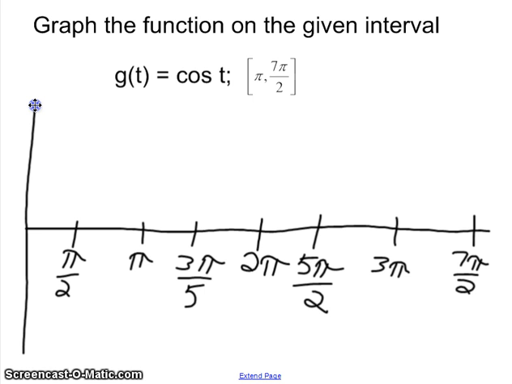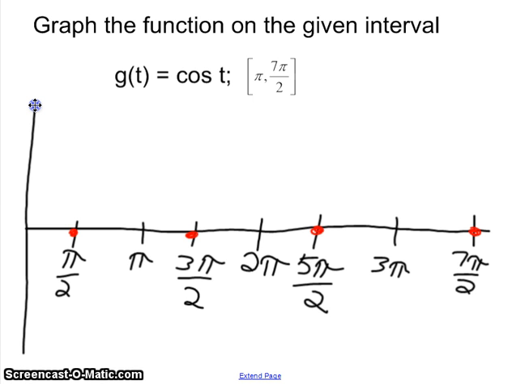Where are the zeros of cosine? Why did I write this? I told you, but you didn't want to listen to me. Okay. So at all of the odd multiples of pi over 2 are the zeros.